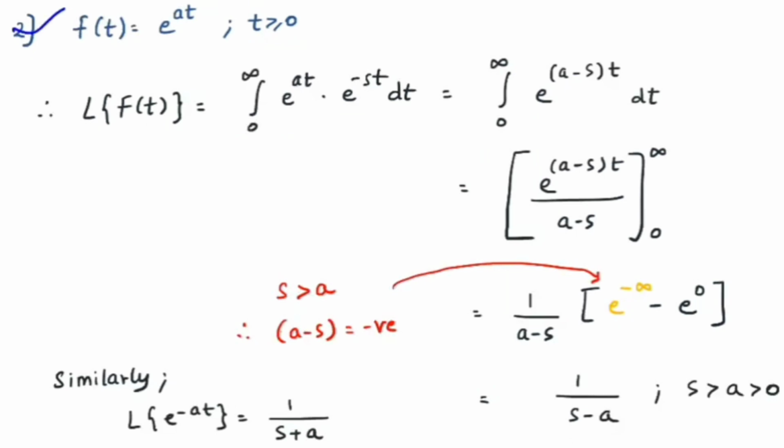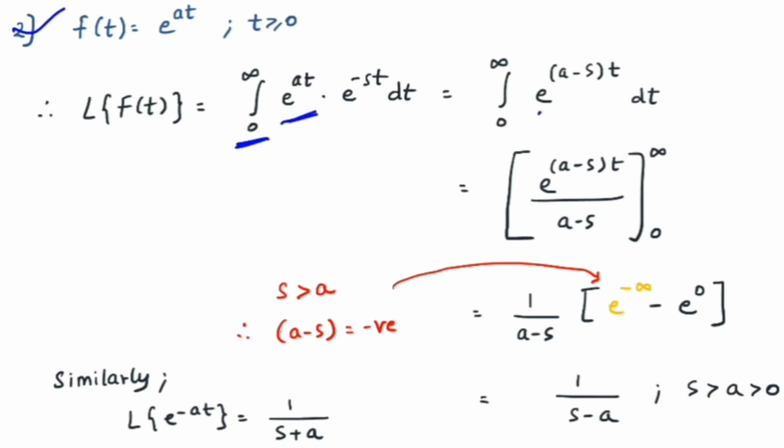F of t is equal to e raised to plus at when t is greater than or equal to 0. Now tell me, what would be the Laplace of this function? Again, using the same formula, we change the limits to 0 to infinity. In that limit, our function is behaving as e raised to plus at.